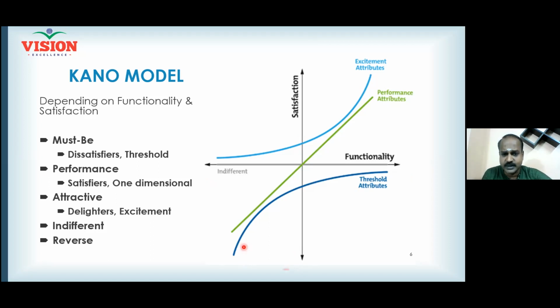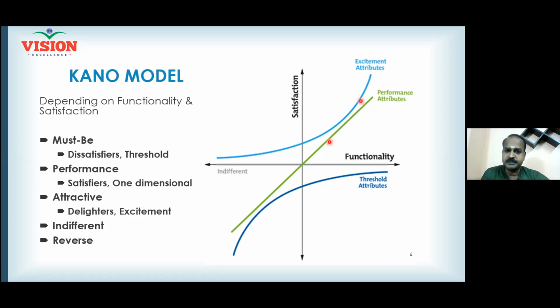Now there is a dark blue color. This is called must-be features. Must-be means it must be present in your product. If it is not present, the customer will not even consider your product as a product, right? Number one. And number two, the green color. These are called performance features. These are nothing but the features with which the customer will compare the performance of your product with your competitors. And that is why we call them performance features.